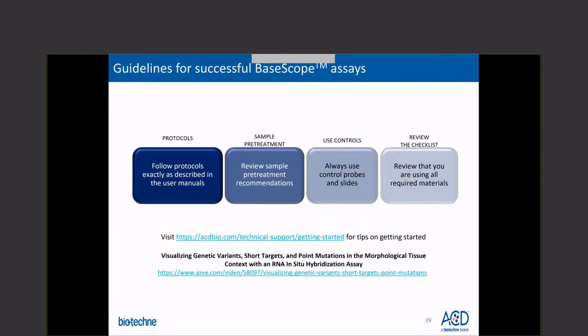Some general tips to ensure success with both the RNAscope and BaseScope assays are, first, follow the protocols. We have various protocols with necessary details to help address the best way to run the assay. Next, sample pretreatment is very important to ensure that you get the optimum assay signal. The pretreatment conditions will differ from sample to sample type and may require some optimization. Using controls is highly recommended, especially when you are troubleshooting your assay. And lastly, it is critical to make sure that you have all the required components before you begin the assay.